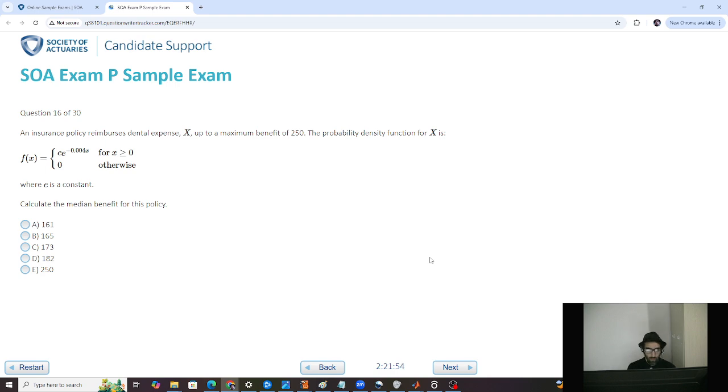Root 2 over 2. An insurance policy reimburses dental expenses up to a maximum benefit of 250. The probability density function for x is this thing, where c is some constant. Calculate the median benefit for this policy. Okay.